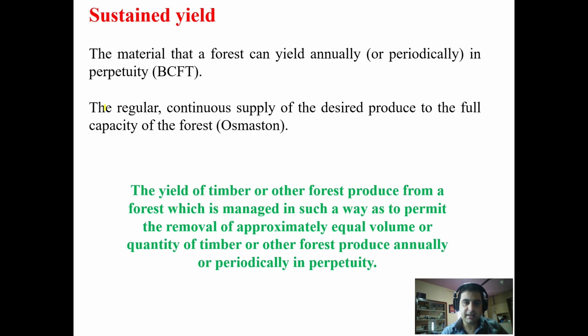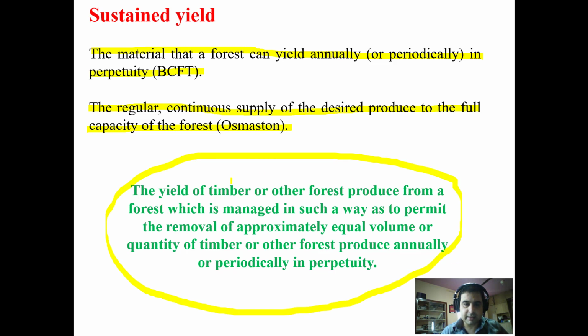So how can we define sustained yield? The material that a forest can yield annually or periodically in perpetuity, meaning for n number of years to come. It is also defined by Osmaston as the regular continuous supply of desired produce to the full capacity of the forest.